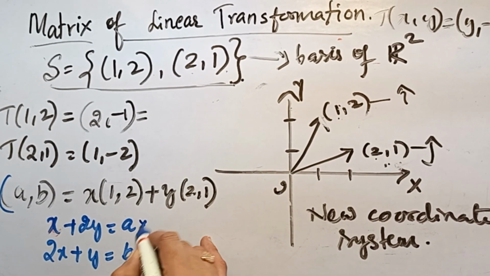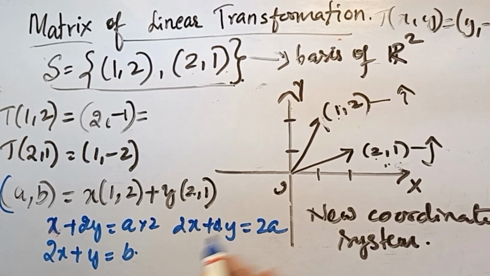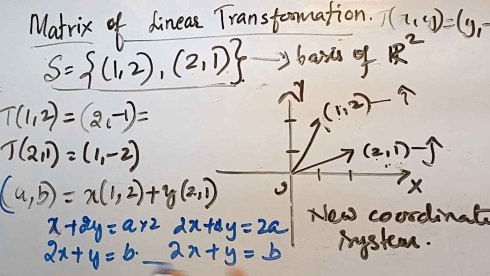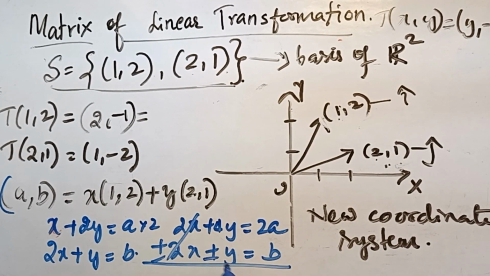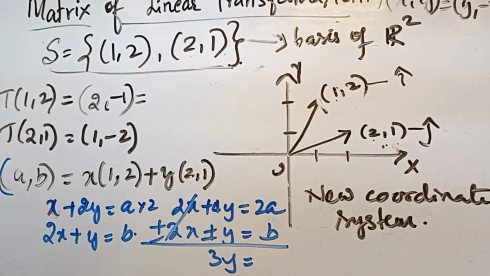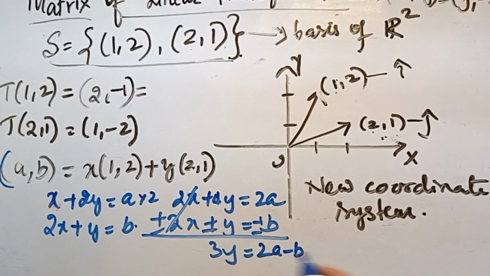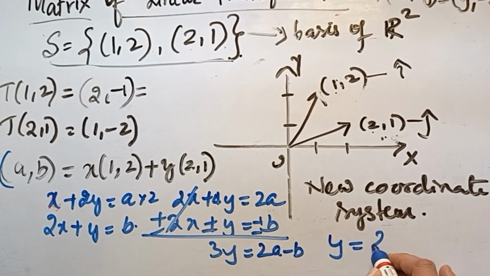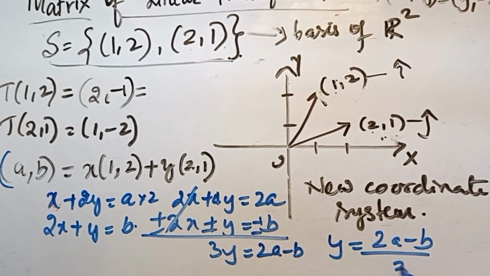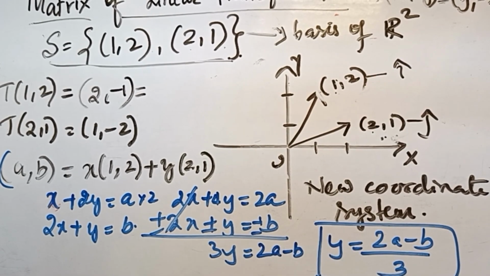Multiply this equation by 2: 2x plus 4y equal to 2a, and in the other case 2x plus y equal to b. Now subtract these equations. You will get 3y equal to 2a minus b. So y equal to (2a minus b) by 3. This is how the coordinate y looks in the new coordinate system.